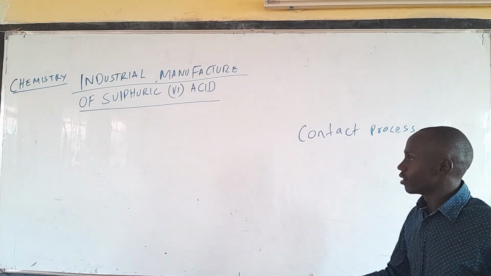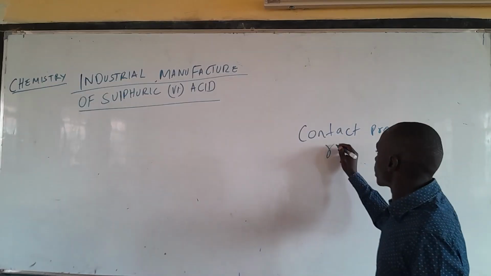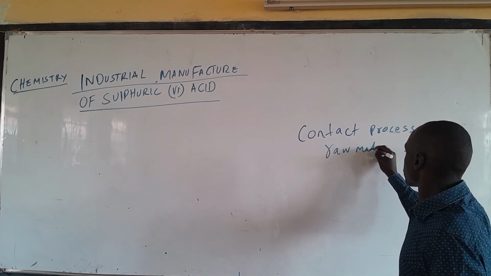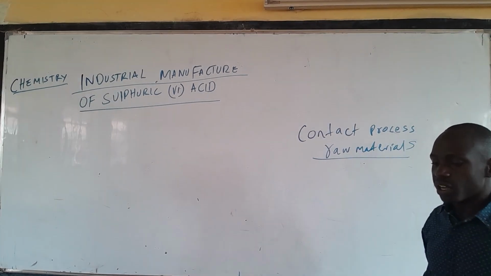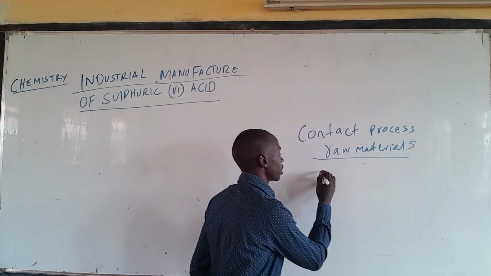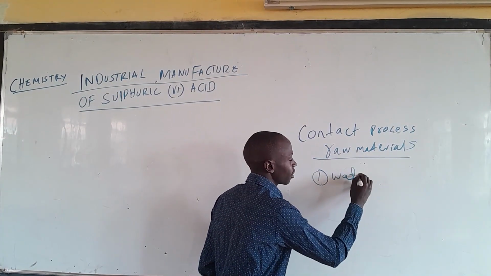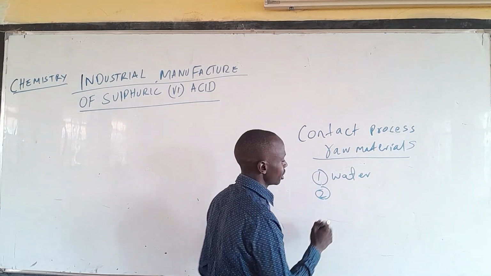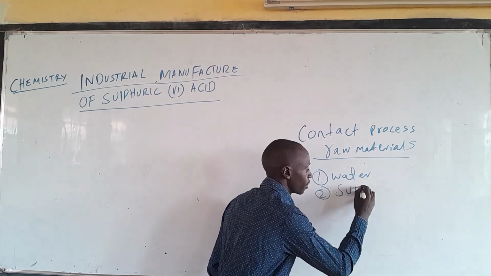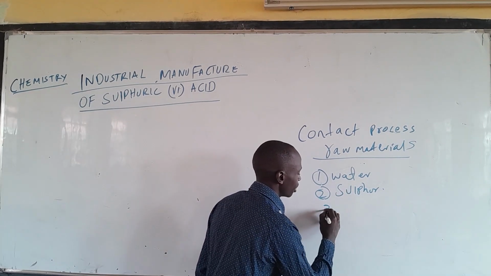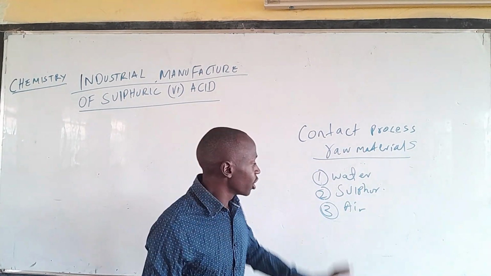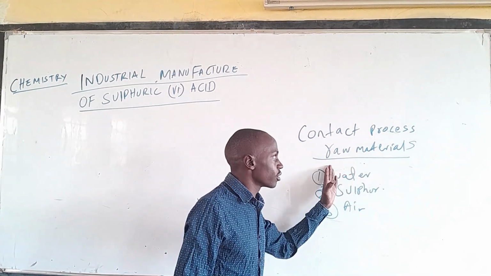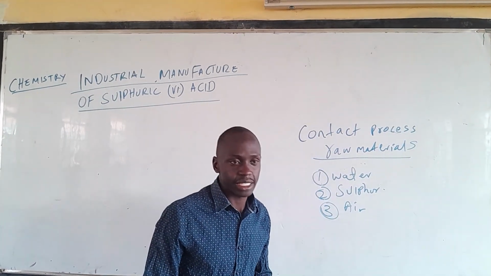For instance, the raw materials for this process, we have three raw materials. The first one is water. Secondly, we have sulfur. And finally, we have air. So for this process to proceed, we must have these raw materials for us to produce sulfuric acid.